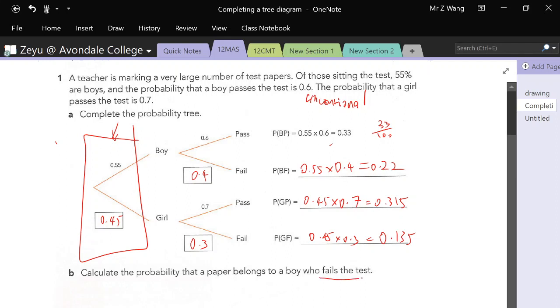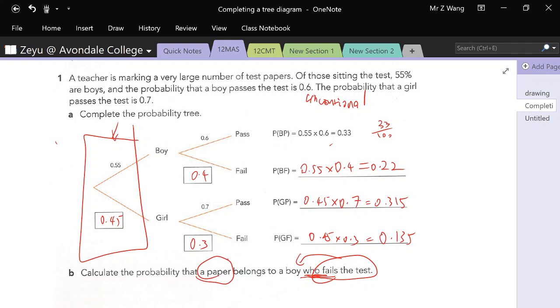Let me think about a way to explain "a boy who fails the test." This is just describing the boy, right? This is a clause that describes the boy. So they actually refer to the boys, and then where is this paper selected from? The boys. So you're just multiplying 0.55 by 0.4, and that's how you get your answer.